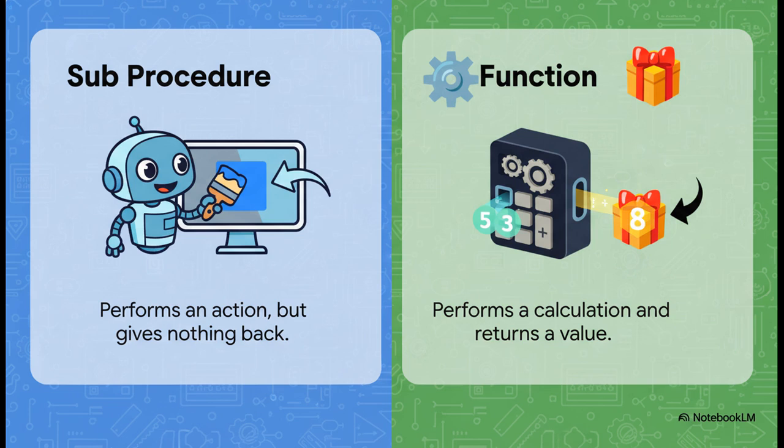The other type is a function. A function also runs a bunch of commands, but with one absolutely huge difference. It gives you something back. It returns a value when it's done.